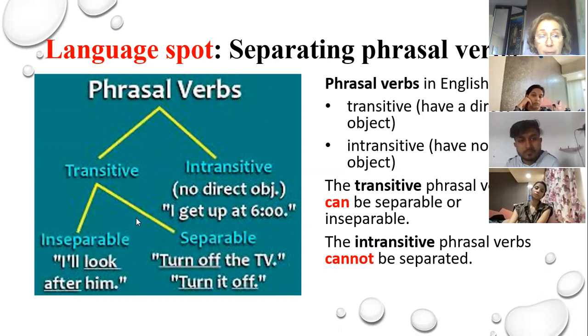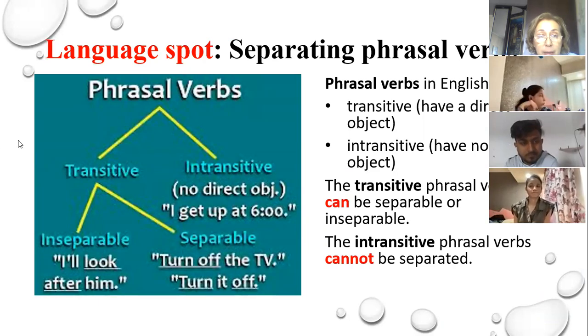Like in the example of a separable transitive phrasal verb, turn off the TV, we can also say turn it off. Instead of the TV, we replace it with the pronoun it. Some of them can also be inseparable, like I'll look after him.